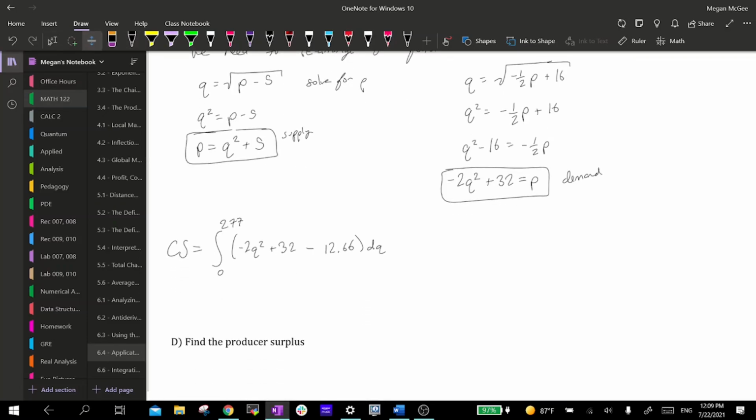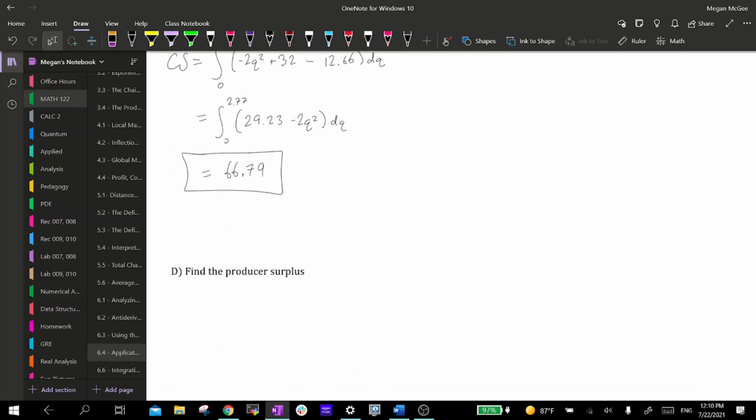All right, so our consumer surplus, if we simplify a little bit inside of our integral, we get the integral of 29.23 minus 2Q squared dQ. And I'm going to just tell you that this is equal to 66.79. So that is our consumer surplus.